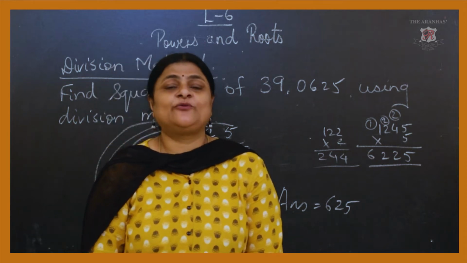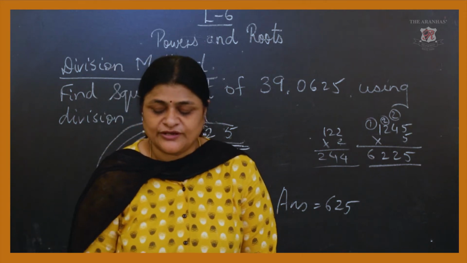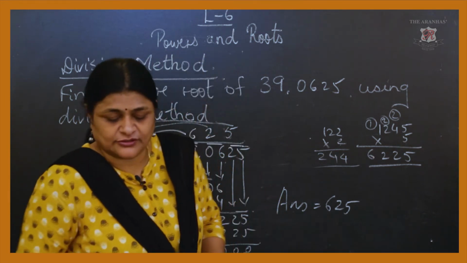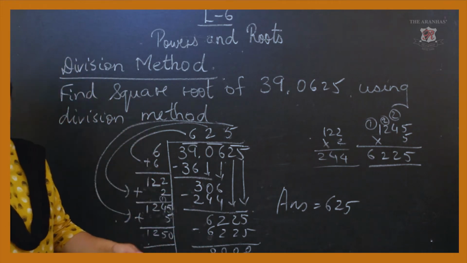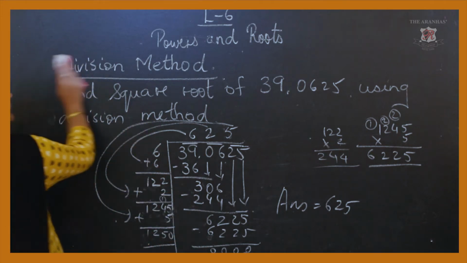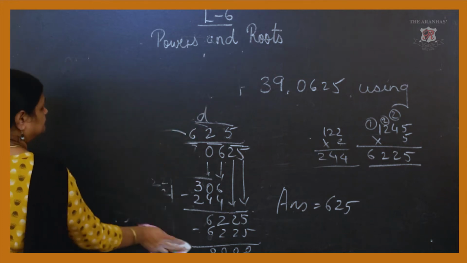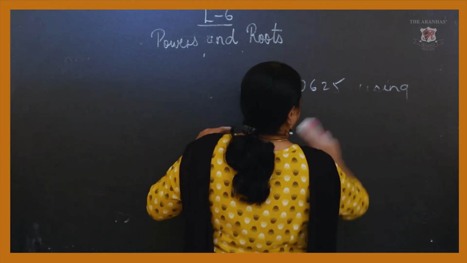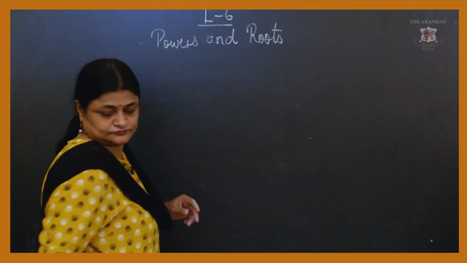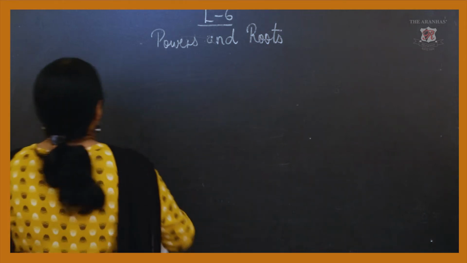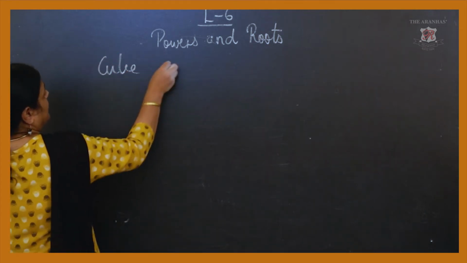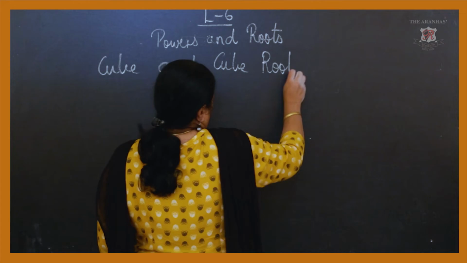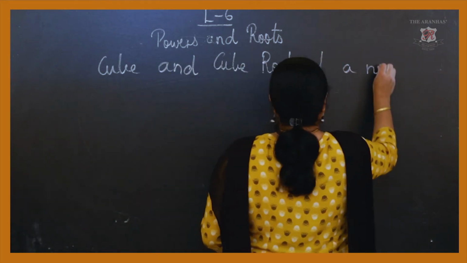Now the next thing we are going to do is we are going to find out the cube and the cube root of a number. So this we had done about the square roots. Next we are going to do about the cube roots. So cube and cube roots of a number.